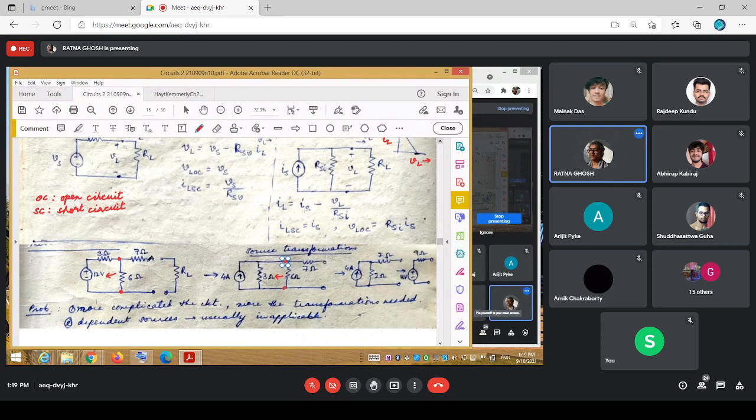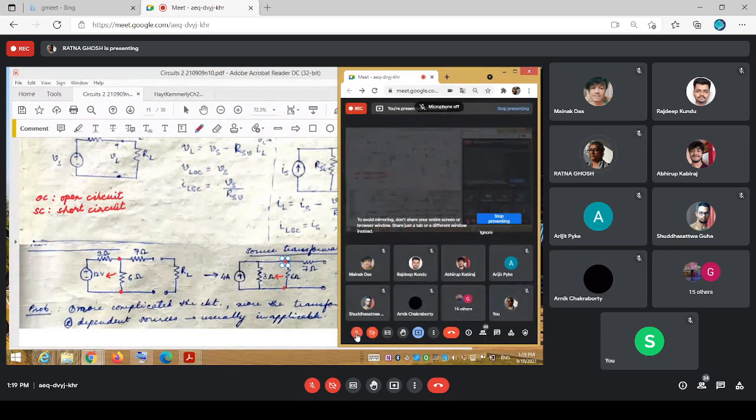Cut-C superposition. Linearity, rather. Just a minute. I'll take a break for 2 minutes or so.